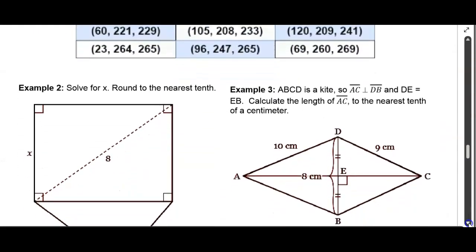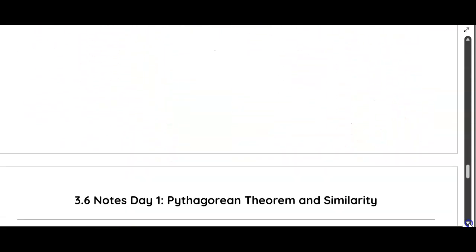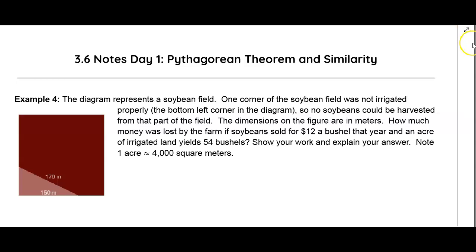We went through this, so we're going to do 3 more examples, and then we're done.